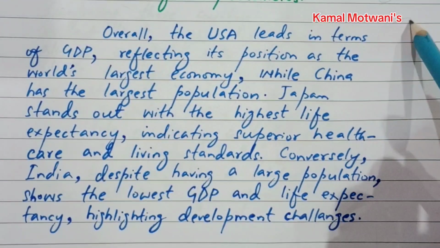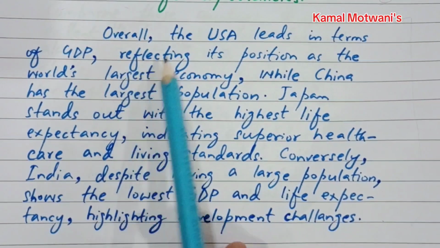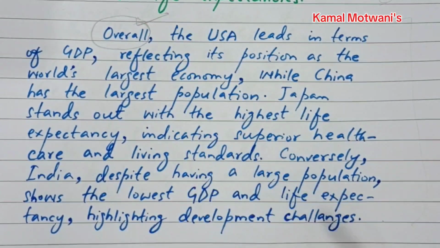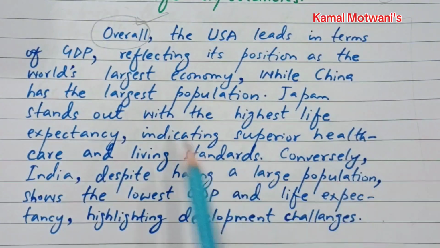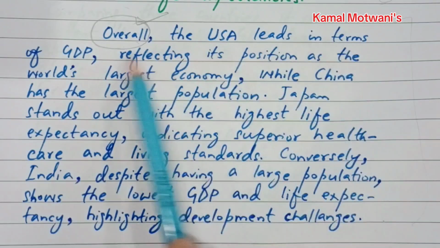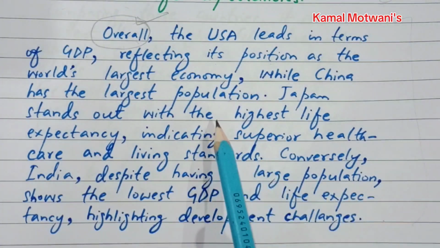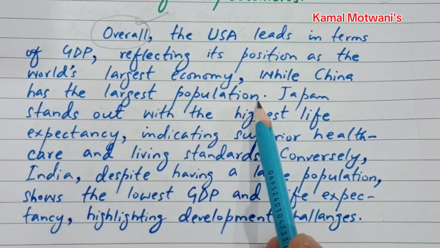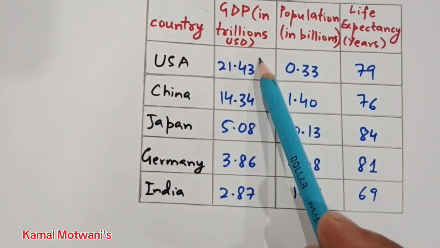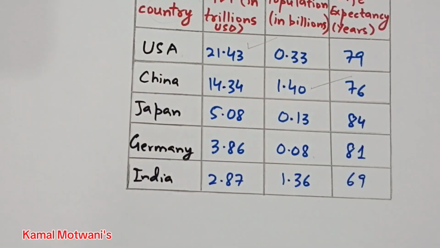The writing in the blue ink is the overview of this writing task. Let's read it. Overall, now this connector is very much necessary because it hints the examiner that the candidate has written the overview onwards. Overall, the USA leads in terms of GDP, reflecting its position as the world's largest economy, while China has the largest population. So let's review it. US has the largest GDP, and China has the largest population.